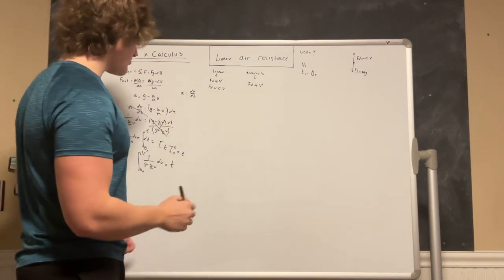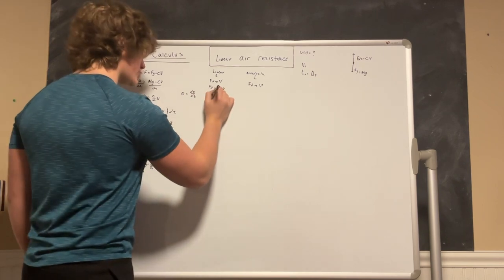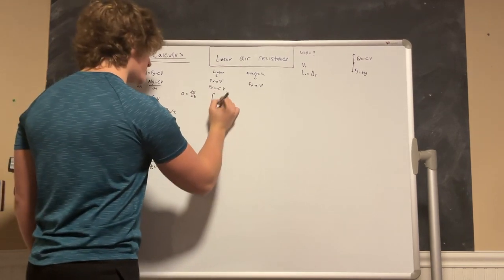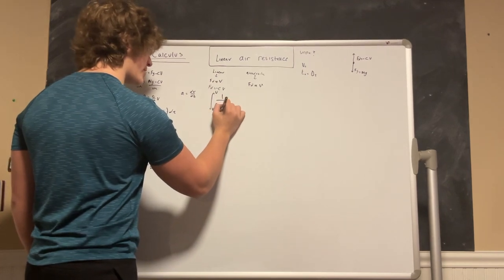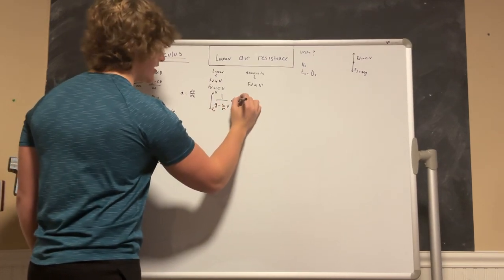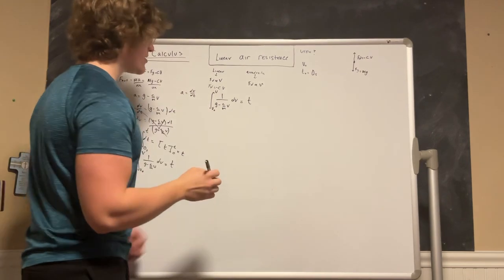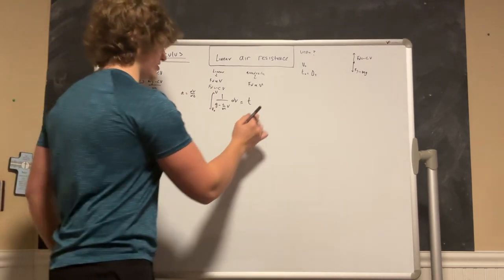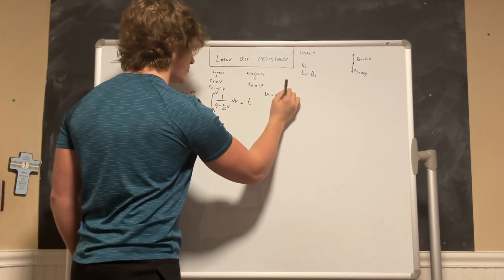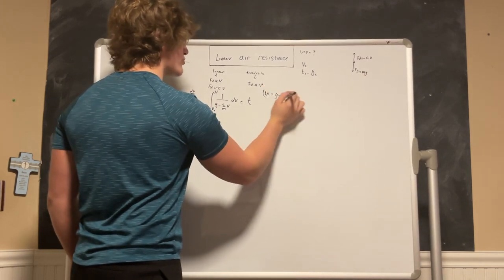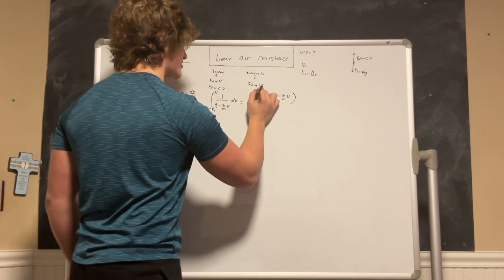So we have the integral from v sub 0 to v of 1 over g minus c over m times v dv, and that is equal to our t. So we are going to just do a u substitution on this right now. So we have u is equal to g minus c over m times v. And now we will differentiate on both sides with respect to v.